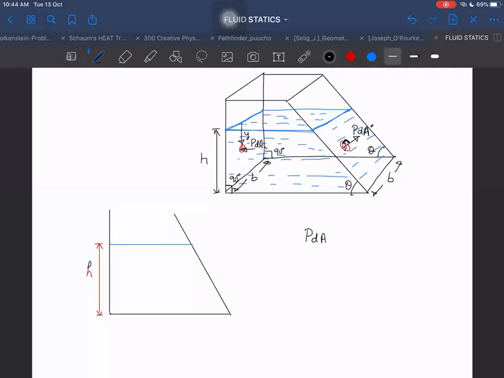dA dash, different area, dA dash. So I'm first talking about the left side, the left wall. On the left wall, P into dA will be equal to P naught plus rho into g into y into dA. And here comes a very interesting part. I will do the integration without integration.